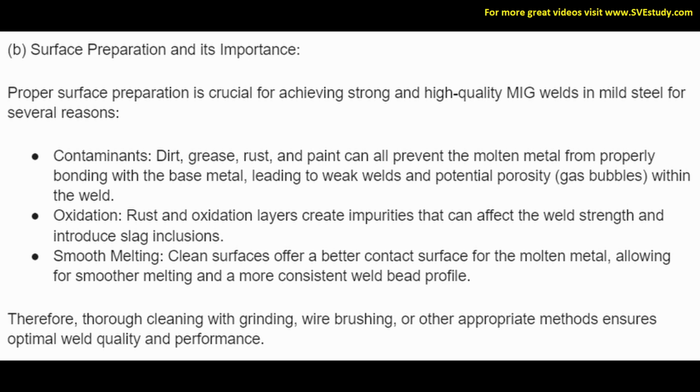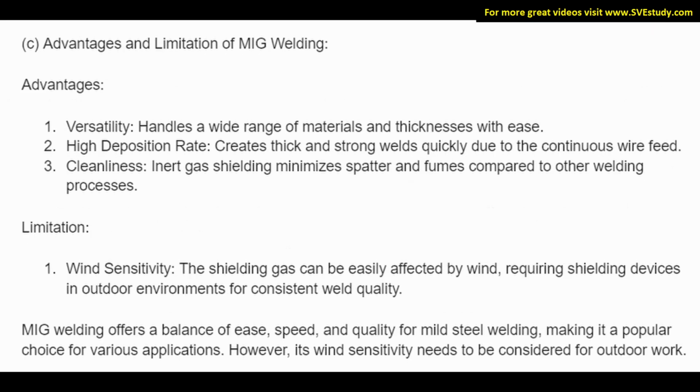Oxidation. Rust and oxidation layers create impurities that can affect the weld strength and introduce slag inclusions. Smooth melting. Clean and prepared surfaces offer a better contact surface for the molten metal, allowing for smoother melting and a more consistent weld bead profile. Therefore, thorough cleaning with grinding, wire brushing, or other appropriate methods ensures optimal weld quality and performance.